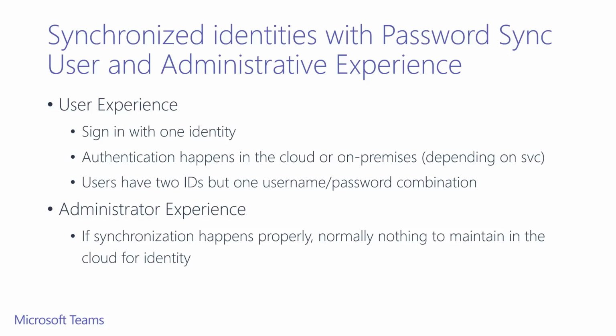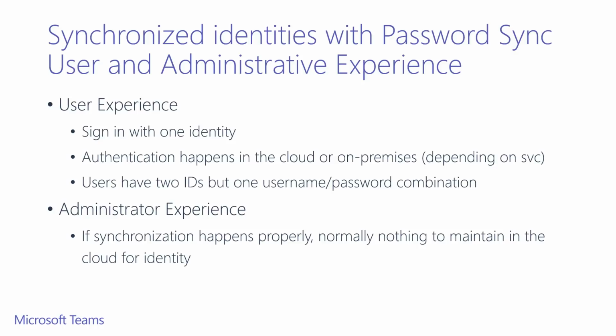When I synchronize my identities with password sync, from a user's perspective, they only know a single identity, a single username, and a single password. The fact that there are multiple directories on the back end and synchronization is happening is completely transparent to the end user. Authentication typically happens in the cloud, but it could happen in an on-premises environment, depending on if we used an Azure AD proxy that would allow us to provide authentication for the on-premises environment.